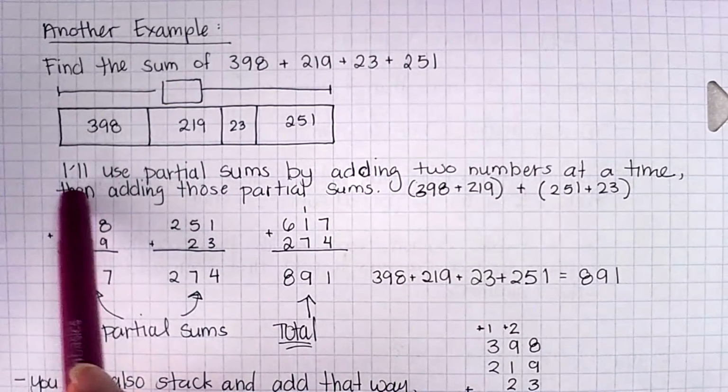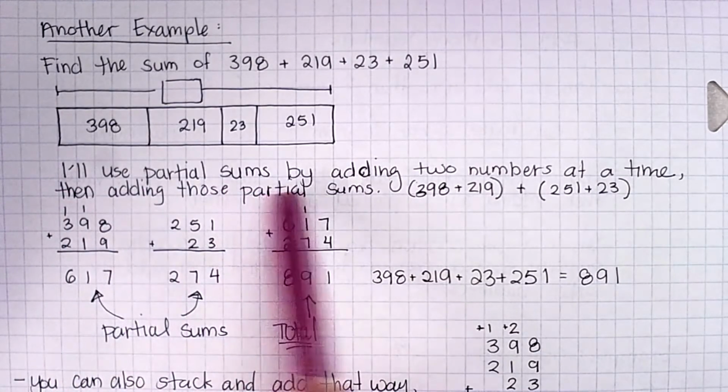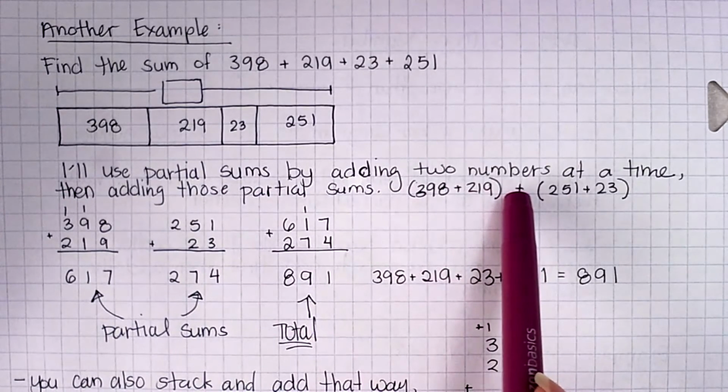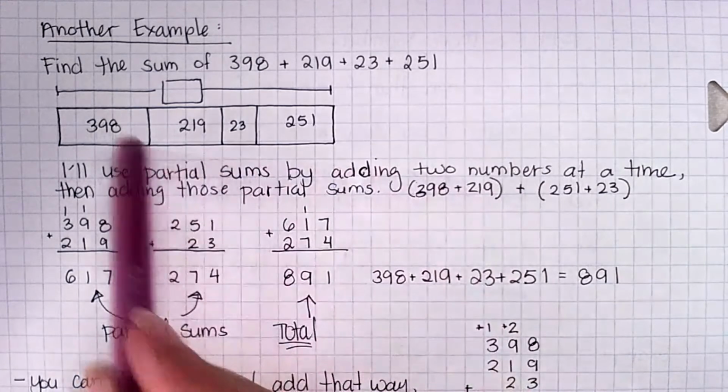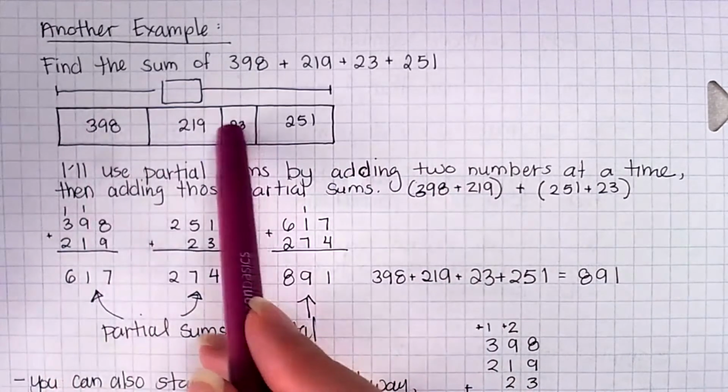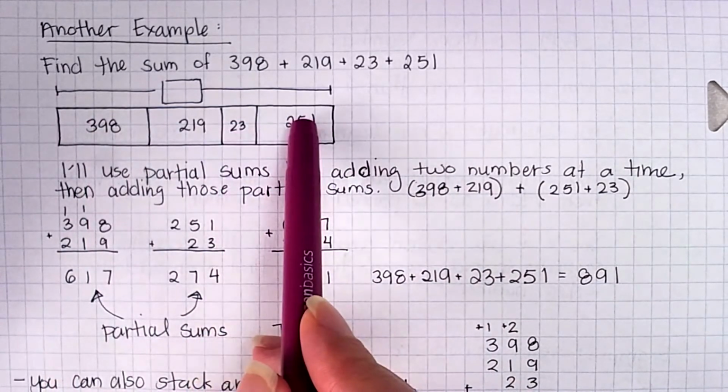So next, I decided that I'm going to use my partial sums by adding 2 numbers at a time, and then adding those partial sums together. So I'm going to add the 398 and 219 together. Then I'm going to add the 23 and 251 together.